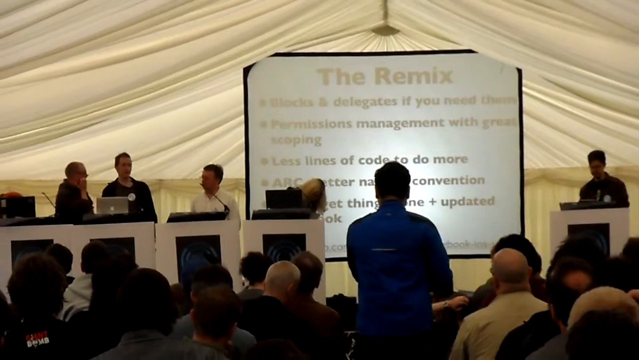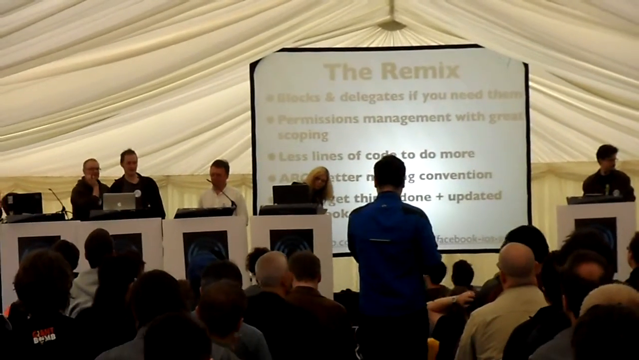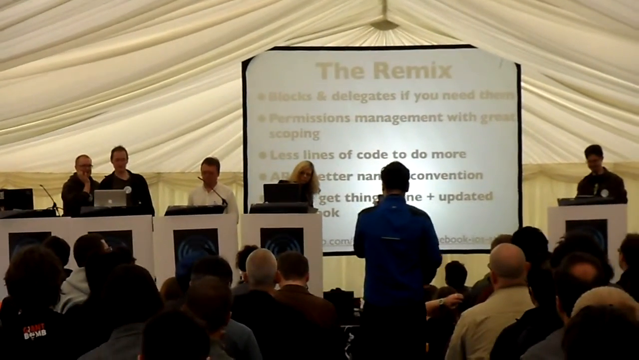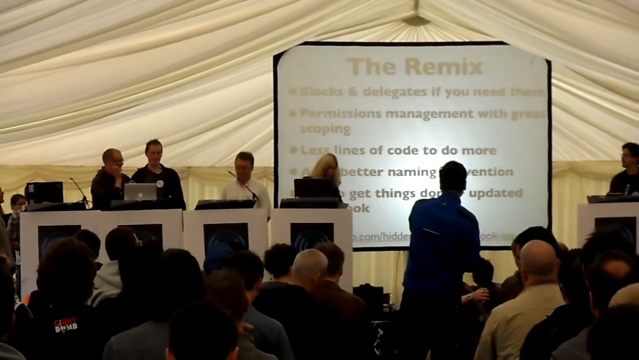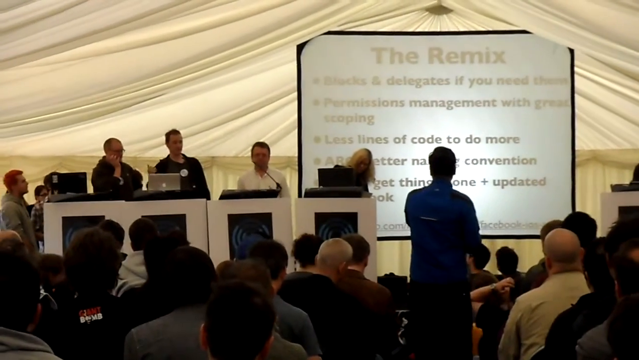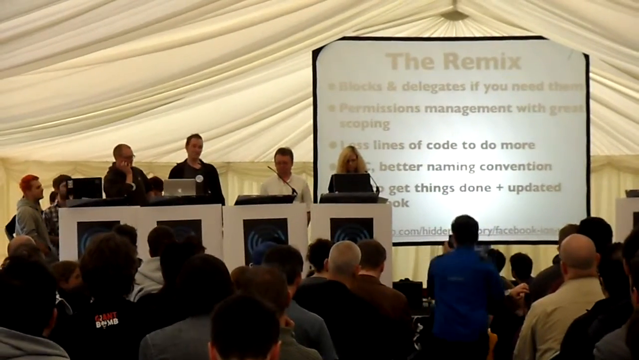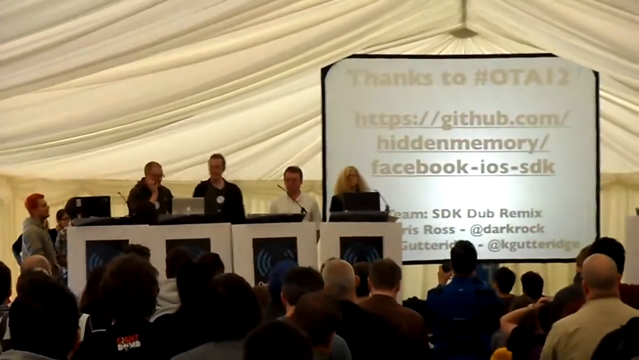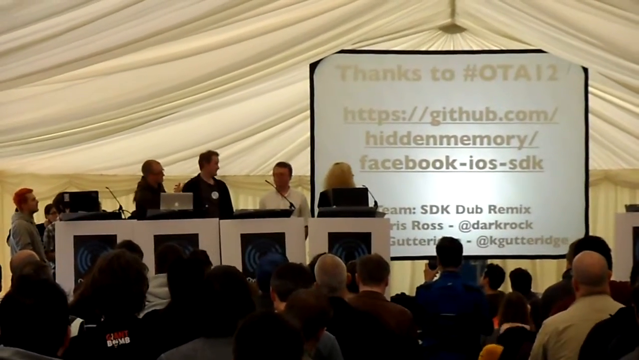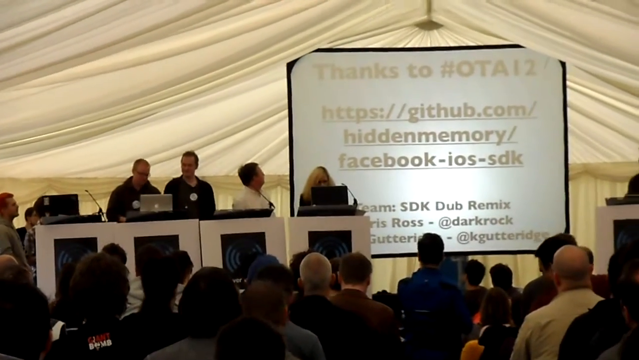There's less lines of code to do an awful lot more. You'll get into the Graph API really, really quickly. We've architected it, better naming conventions. We've got an API that allows you to get things done rather than reading Facebook's documentation. And we've updated their sample app, so you've got a nice thing to have a go and look at. And if you want to check it out, that's the GitHub address.